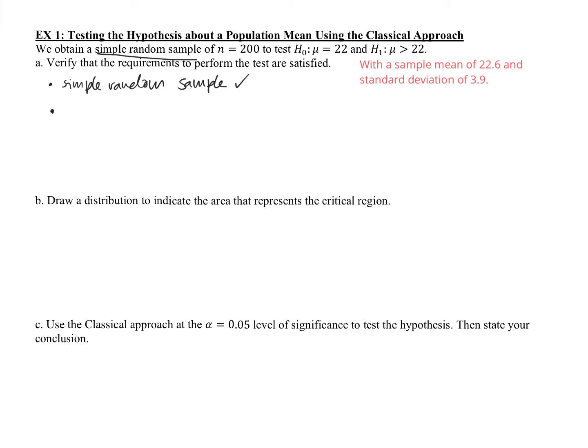Second, what do we need to check? So for the second thing to check is we can either look for no outliers and the population is normally distributed, or we can see if the sample size n is large, or n is greater than or equal to 30. So, since we have n is 200, which is indeed greater than or equal to 30, that passes that one.